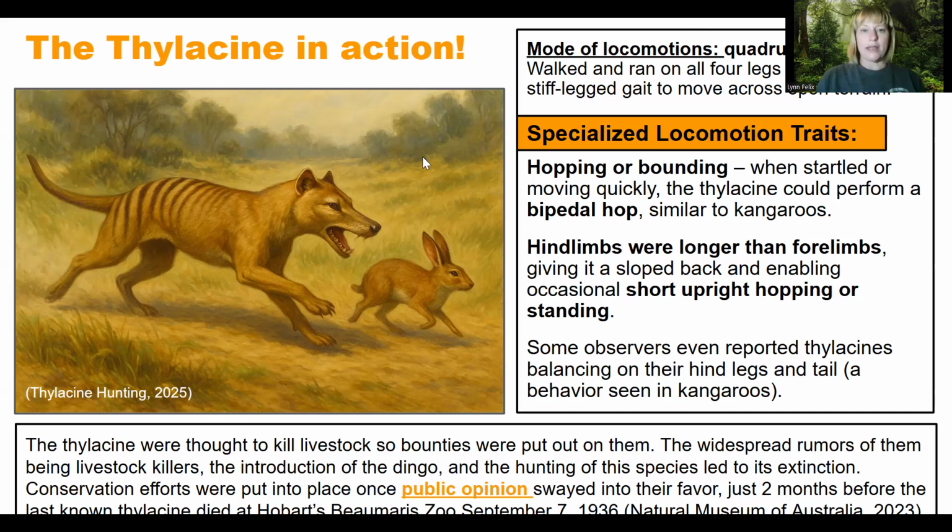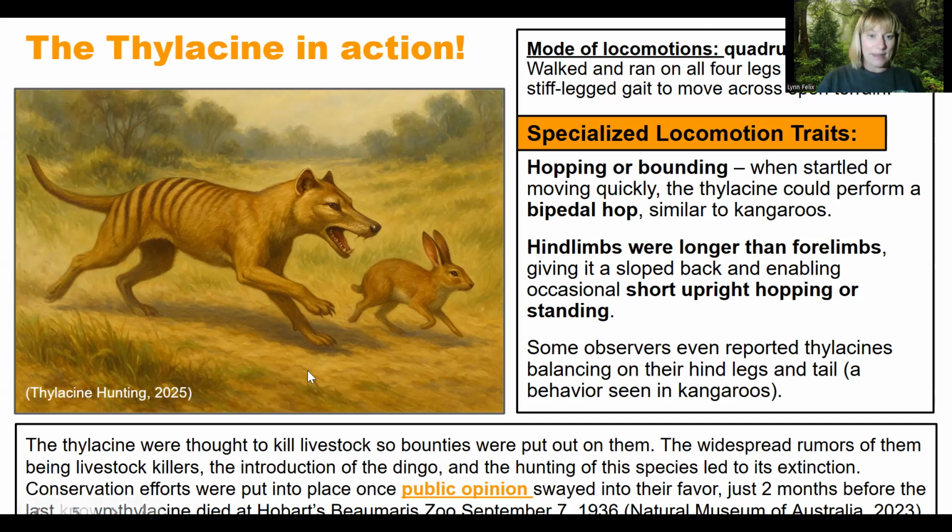It had specialized locomotion traits, hopping or bounding. When startled or moving quickly, the thylacine could perform a bipedal hop, similar to kangaroos, on the two back feet. Hind limbs were longer than the forelimbs, giving it a sloped back and enabling occasional short upright hopping or standing. Some observers even reported thylacines balancing on their hind legs and tail, a behavior seen in kangaroos.